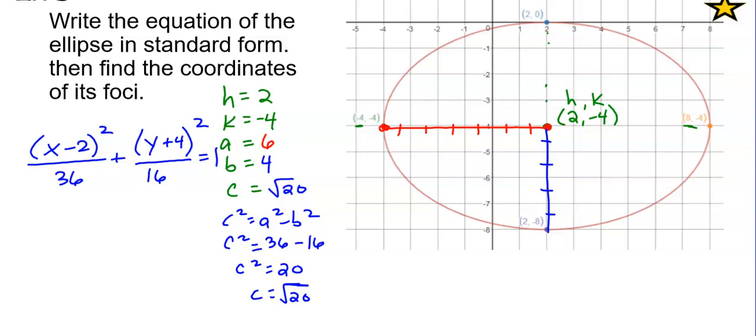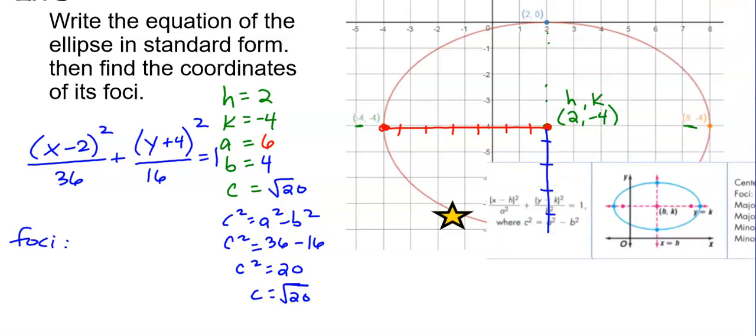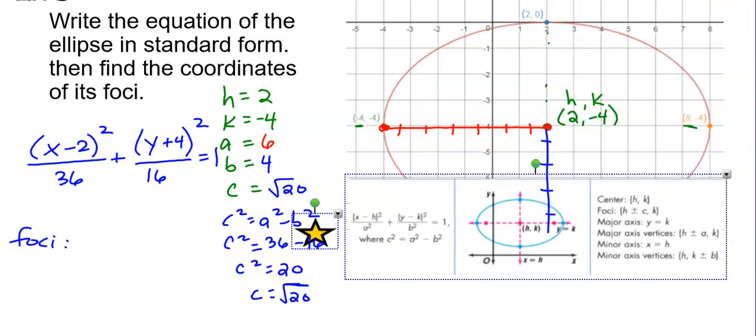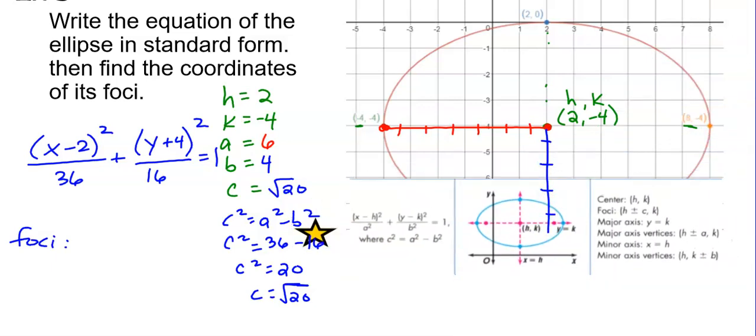They did also want us to find the location of the foci. So let's do that really quick. And I definitely don't always remember all of these formulas, so I will reference this quite a bit. So foci for a horizontal ellipse is h plus or minus c and k.